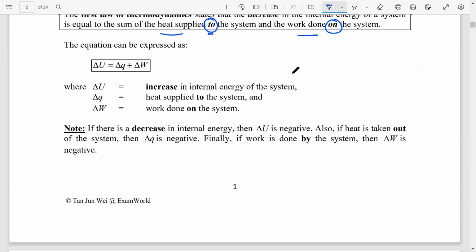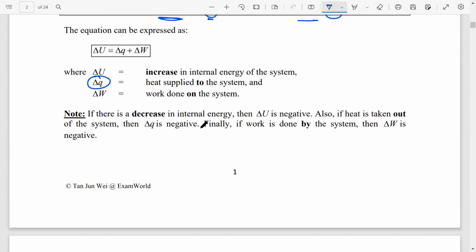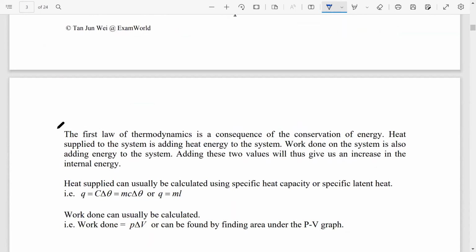Now, let's talk about heat supply first. Heat supplied to the system is delta Q. This is pretty straightforward. If heat is taken out of the system, then delta Q is negative. If it's heat input into the system, then it will be positive. The consequence of conservation of energy is written here.